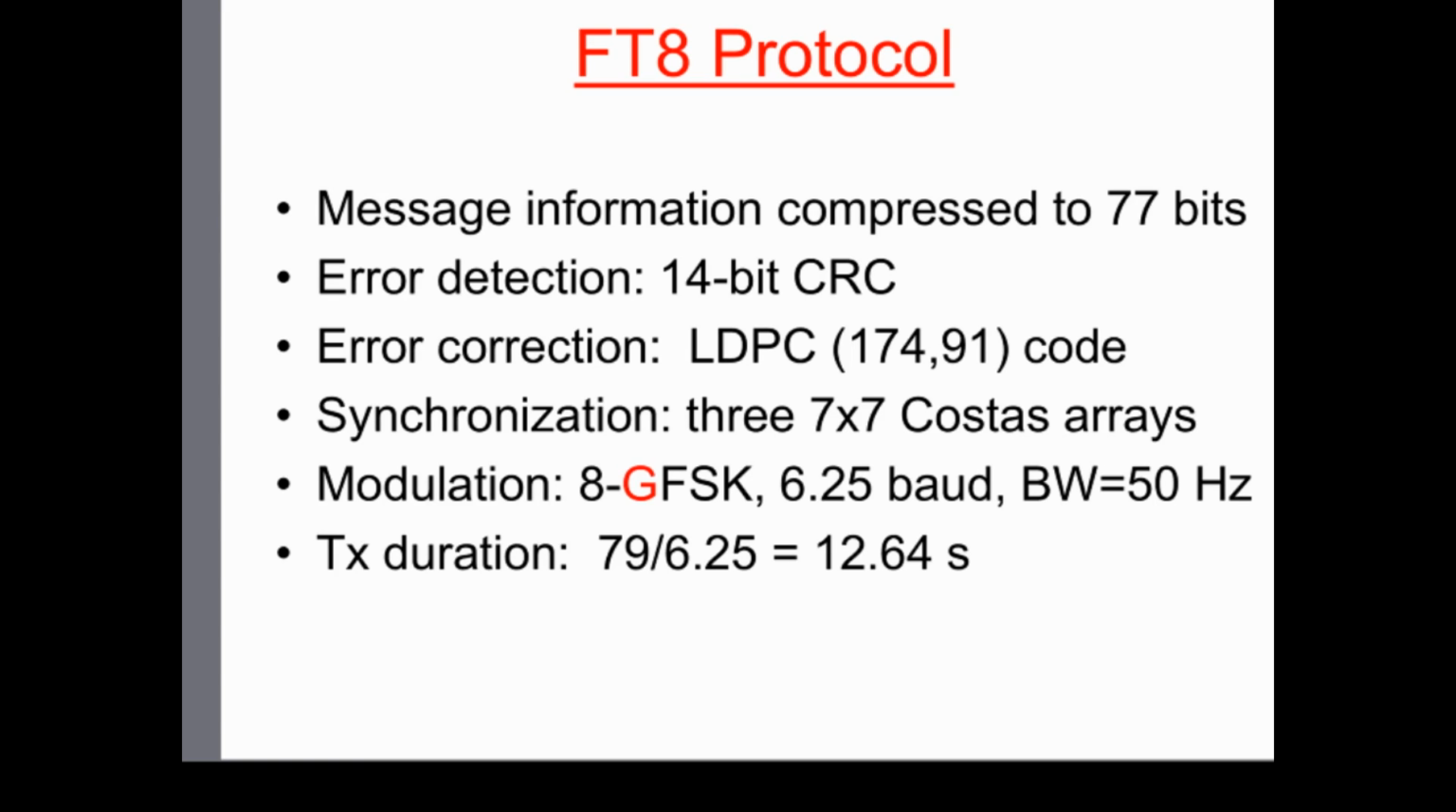The tone separation is equal to the rate at which these different tones are keyed onto the signal. RTTY, remember, is 45.45 baud. This is much slower than that. It's only 6 1/4 baud. The 8 tones means that the total bandwidth of the signal is 8 times 6 1/4, or 50 hertz. So the total bandwidth of this signal is about 50 hertz.